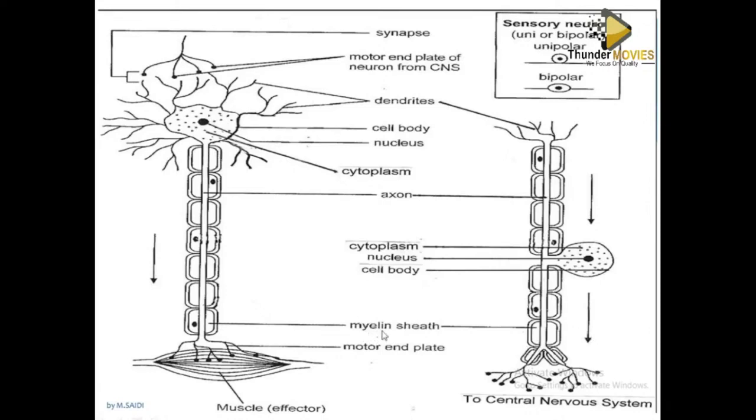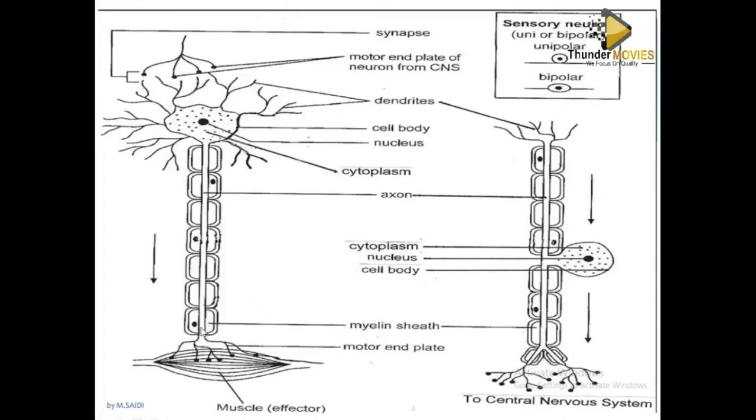Myelin sheath, when you say sheath, means something which is protective. So myelin sheath is very important in protecting the axon. It insulates the axon so that there is no electrical shock. Remember, the impulse is transferred in the form of electricity. So it is an electrical message.